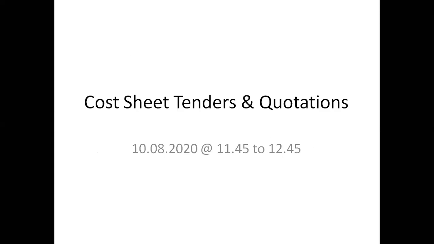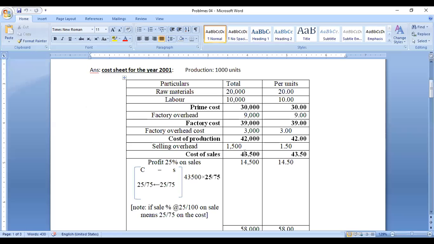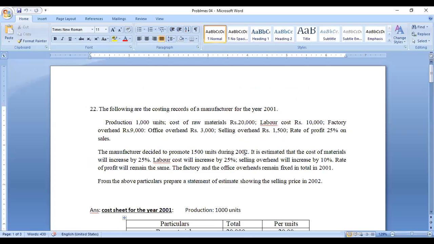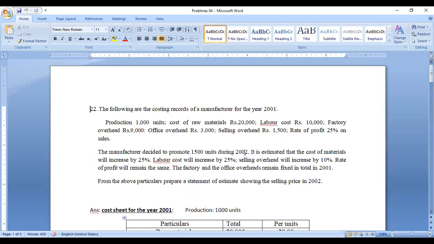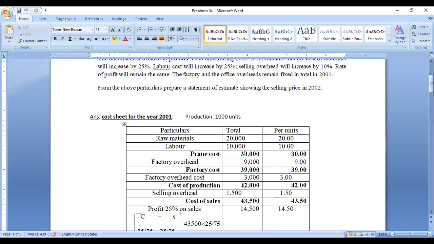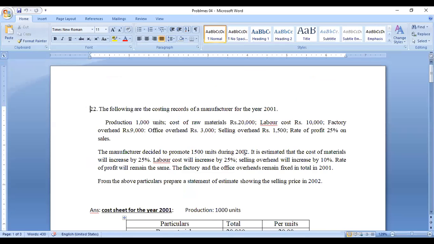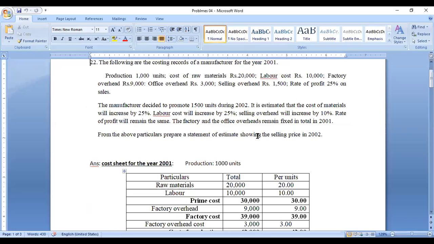Now we can go with one problem. If you are understanding the problem, you can wait for some time while I share another slide. Okay, this is the problem. We already discussed this question in the last class. Up to 2001 we completed, and up to 2001 it is calculated. Now we are going to estimate for 2002.